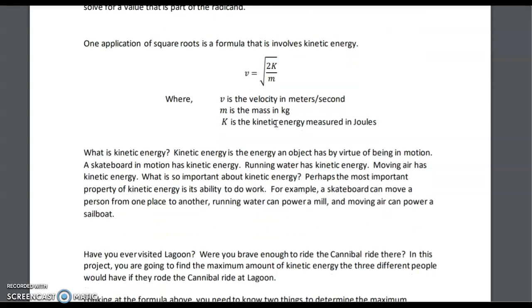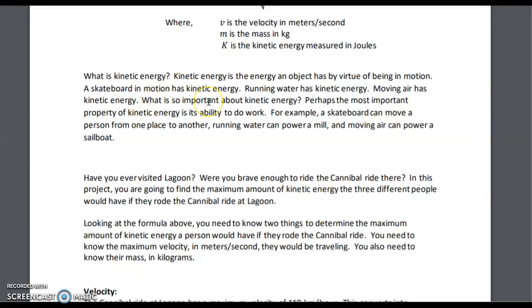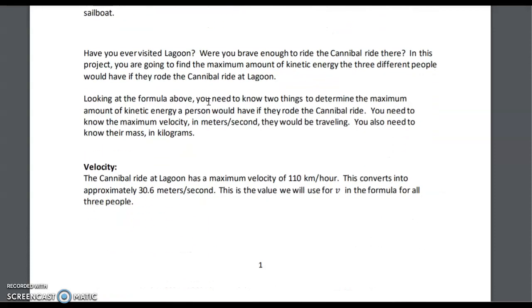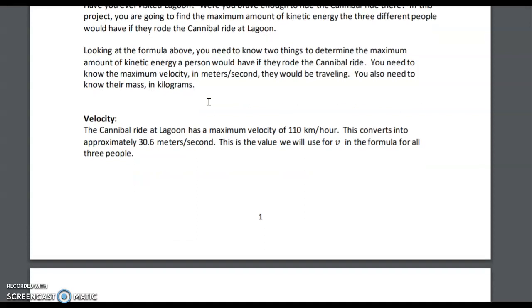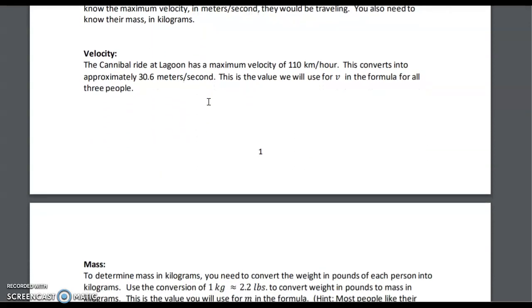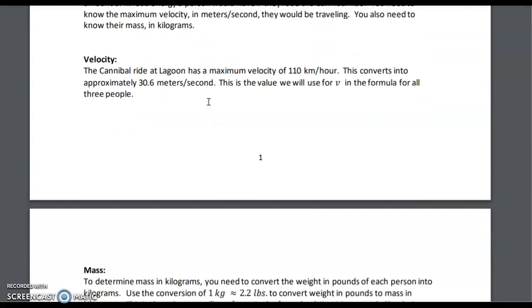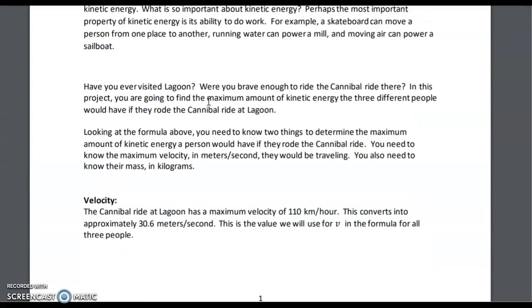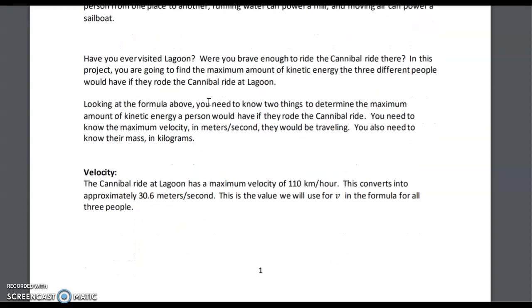Okay, so I'm going to let you read through this part, talking about what kinetic energy is, some examples of kinetic energy, and then here it goes into Lagoon. Have you ever been brave enough to ride the Cannibal ride? You look at the formula and you're going to determine the kinetic energy for some different people. This is background information, and it is important to read through it to make sure you understand what this problem is asking. I highly recommend that you read through this.